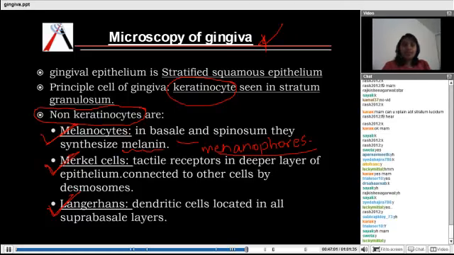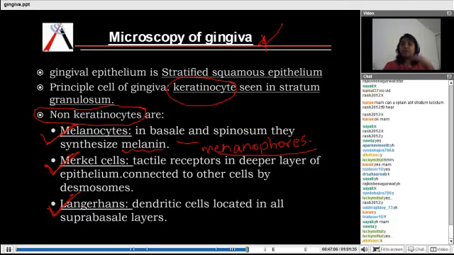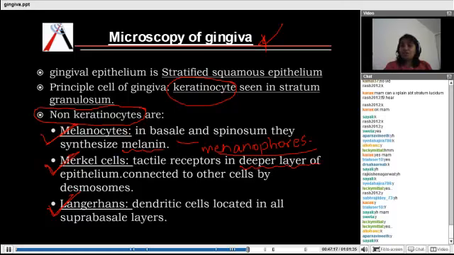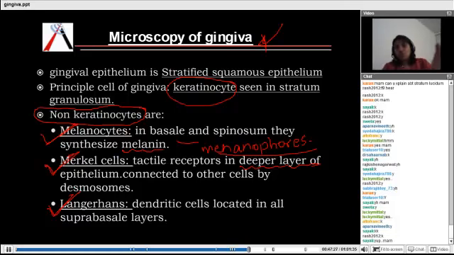Then we have the Langerhans cells. Langerhans cells are basically protective, phagocytic cells. These are the dendritic cells which are located in all suprabasal layers. Now look at the point here. This is the only cell we are talking about which is not present in the lower layers. It is present in the upper layers. So your Langerhans cells are not present in the basal layer. It is present in the upper layers. So remember the positions. They are an important source of MCQs.